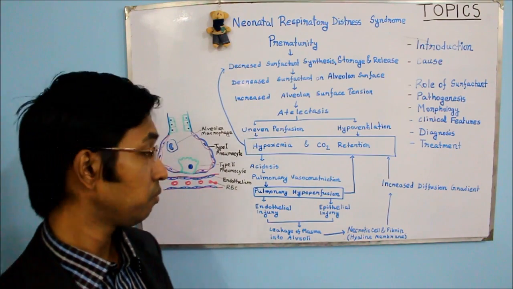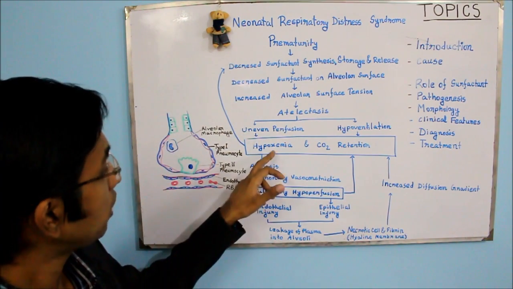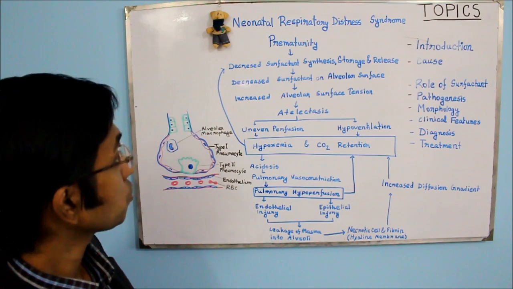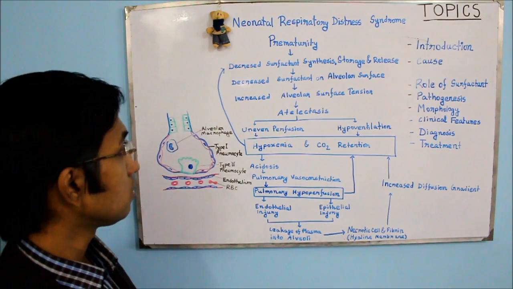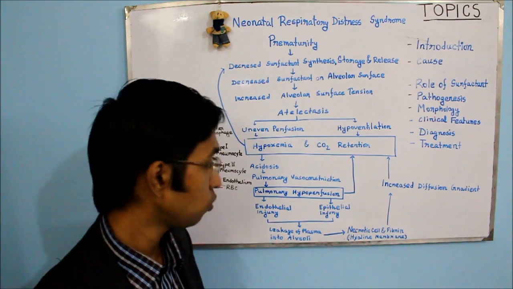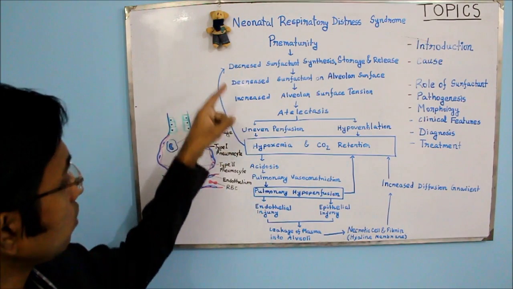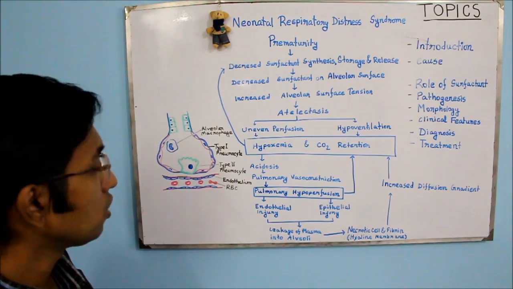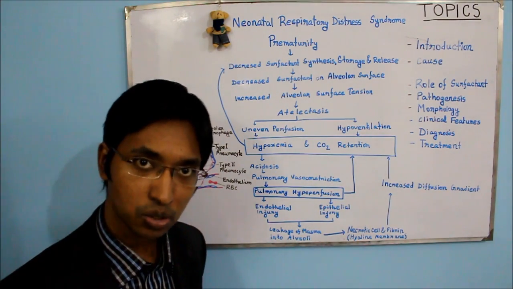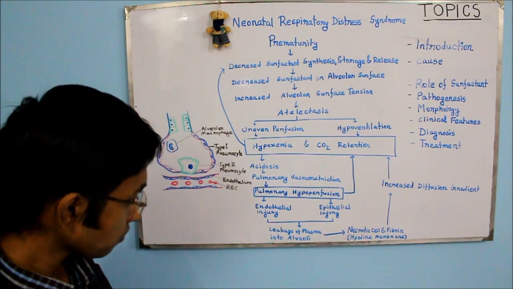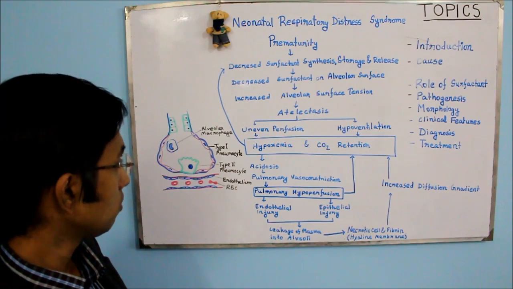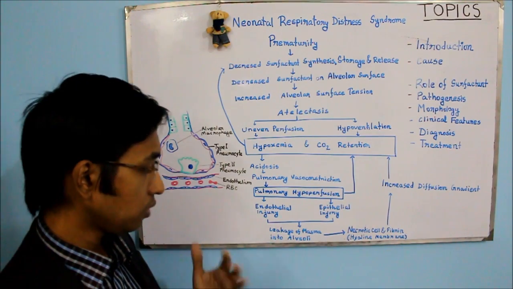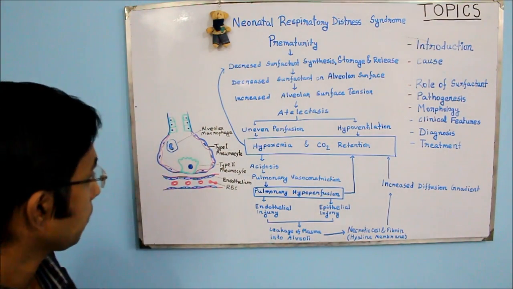And one thing you have to remember, that hypoxemia directly can also decrease synthesis of surfactant. So you can see the arrow here, that from hypoxemia we can also go to here. So the cycle will continue, and the condition will become further and further difficult.